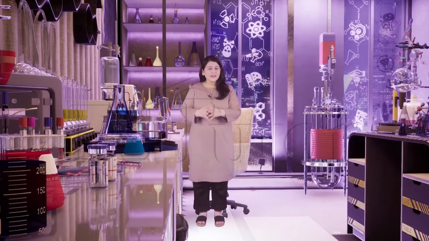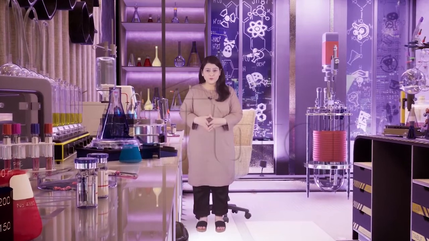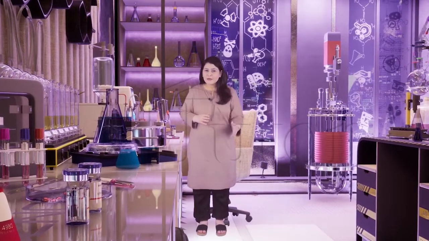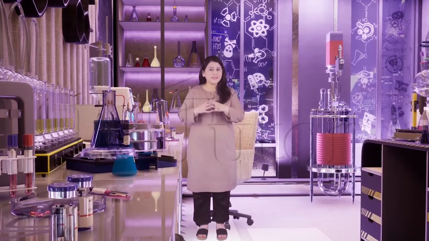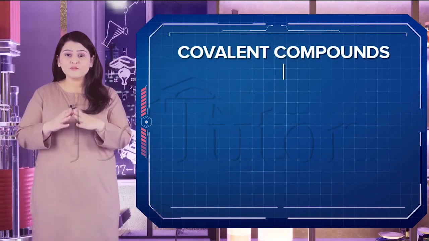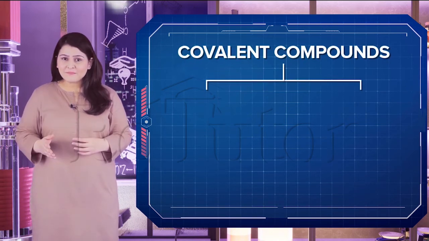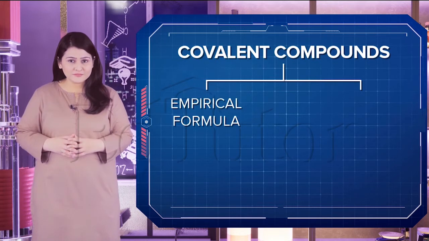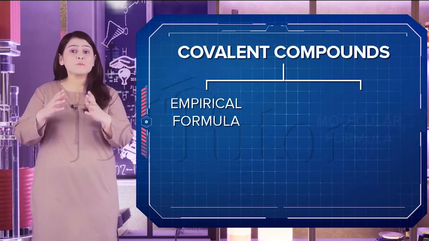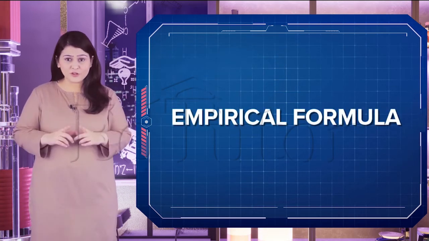Alright guys, in our last video we discussed how to write the chemical formulae. There is another type of compound called covalent compound. And you know, there are two types of formulae for covalent compounds. The first type is empirical formula and the second is molecular formula. Now let's discuss empirical formula first.